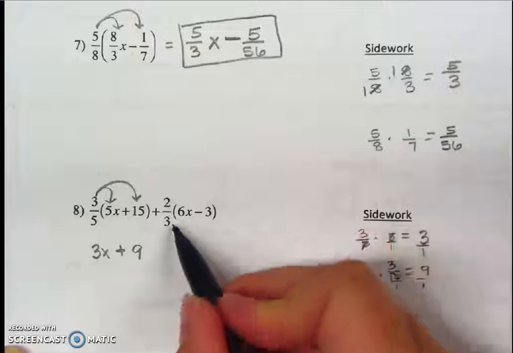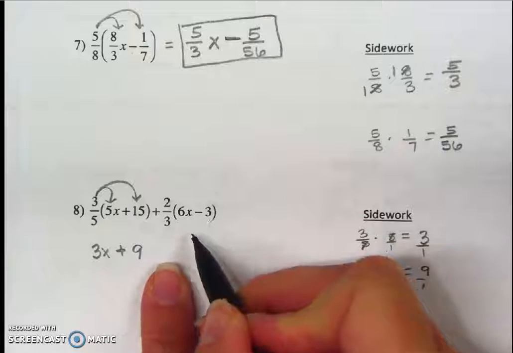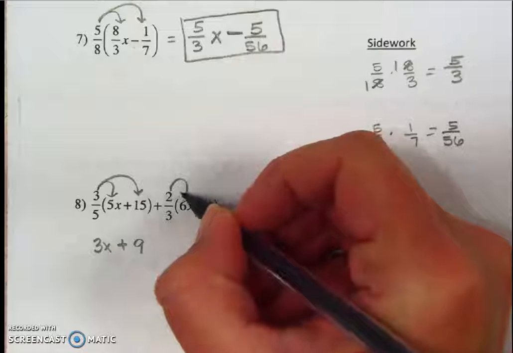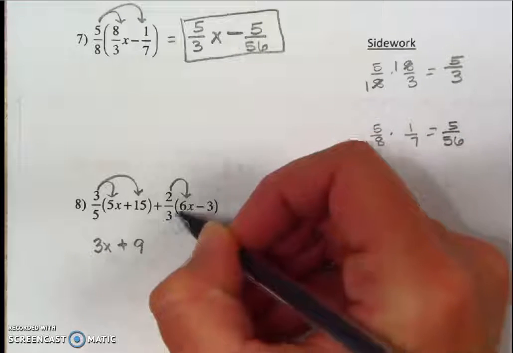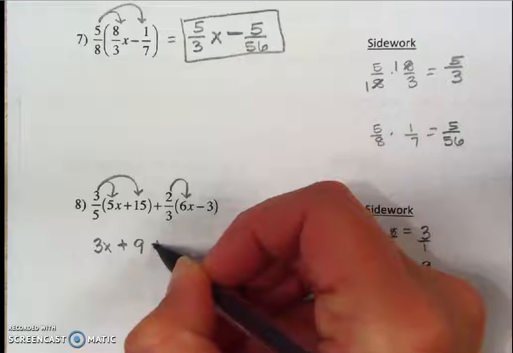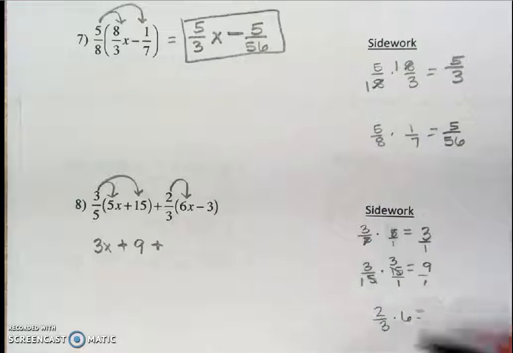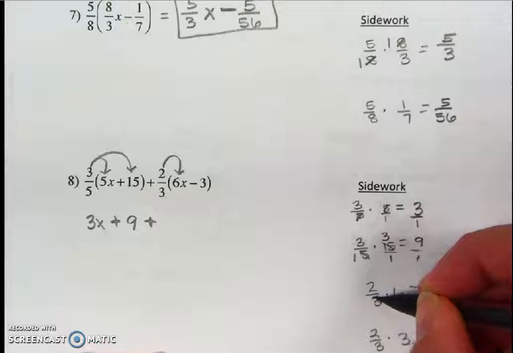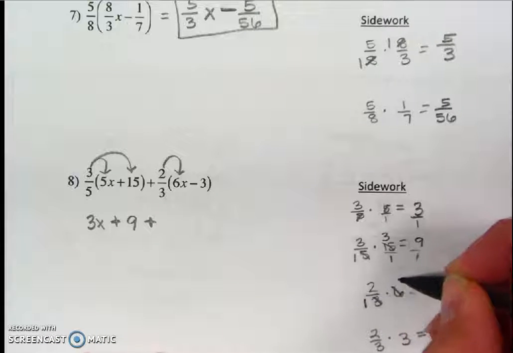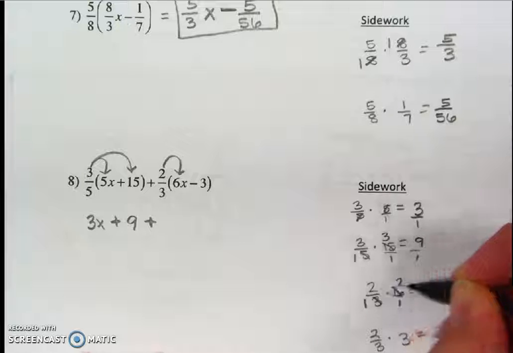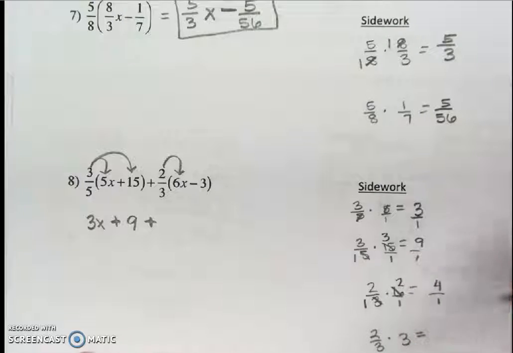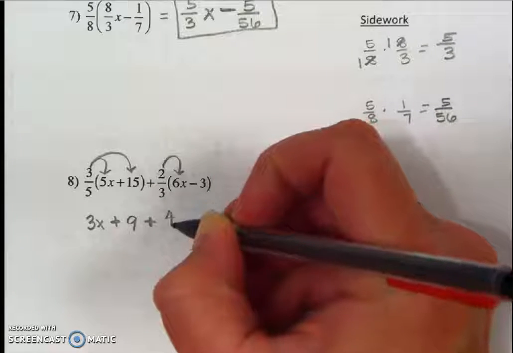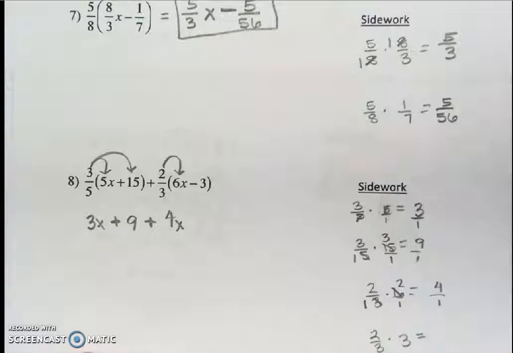All right, up next, this is a completely separate distribution. It's just in the same line. So up next, I have 2/3 times 6x. I see it's going to be positive, so I'm going to write that plus sign first. 2/3 times 6, that's what we need to do next. So I will look at this, and 3 goes into 3 once, 3 goes into 6 twice. 2 times 2 is 4, and that would be over a 1, which means that's just going to be 4x. One more distribution to do.